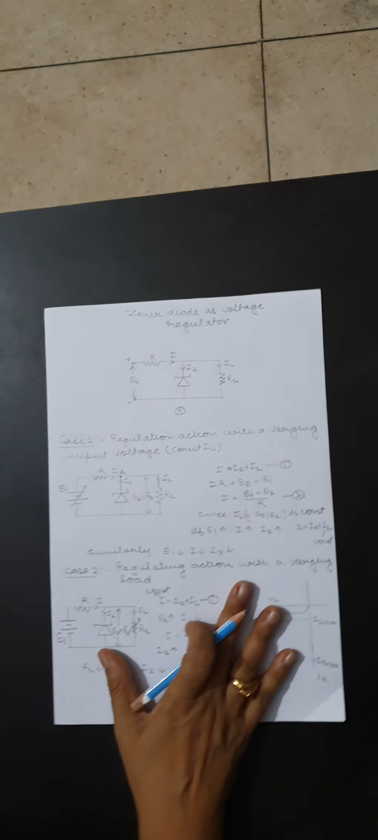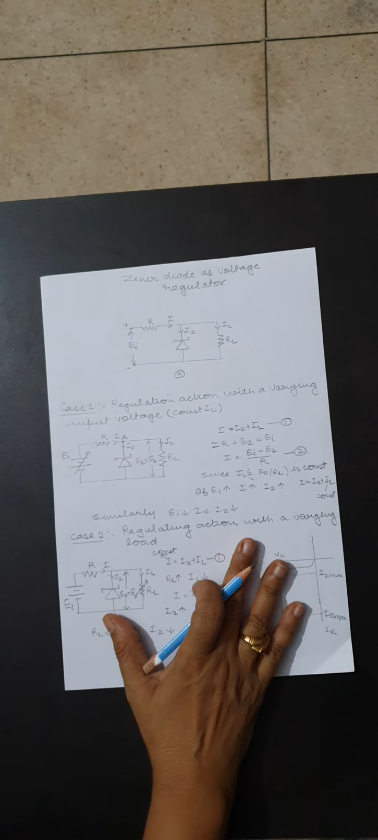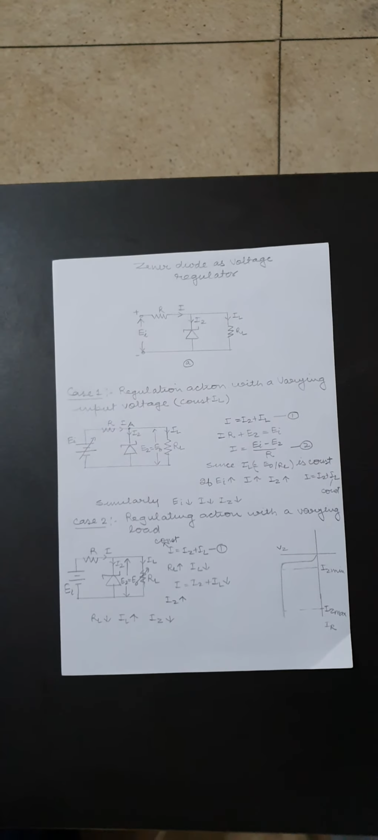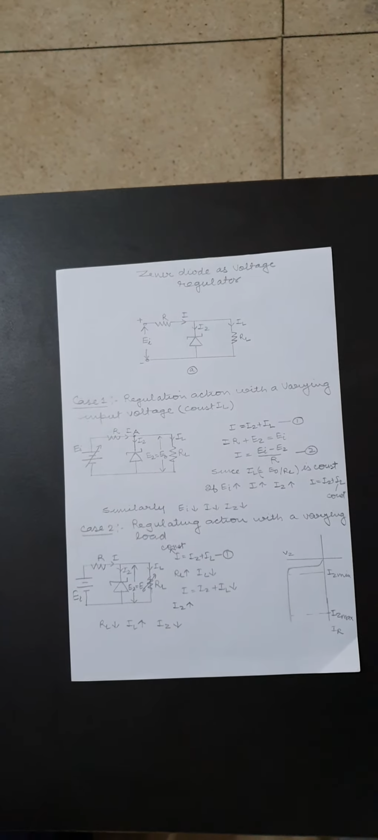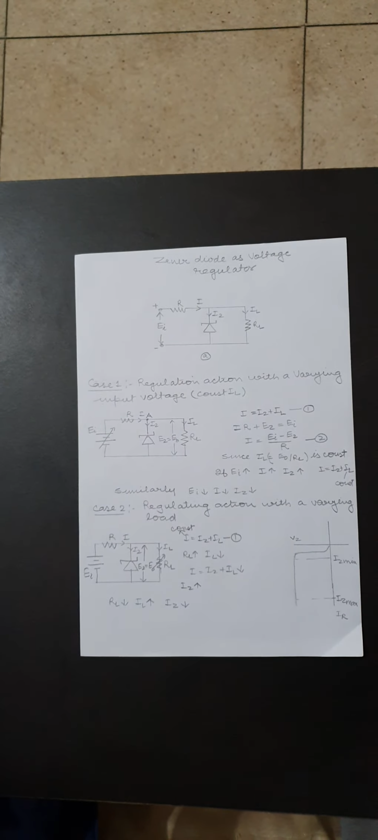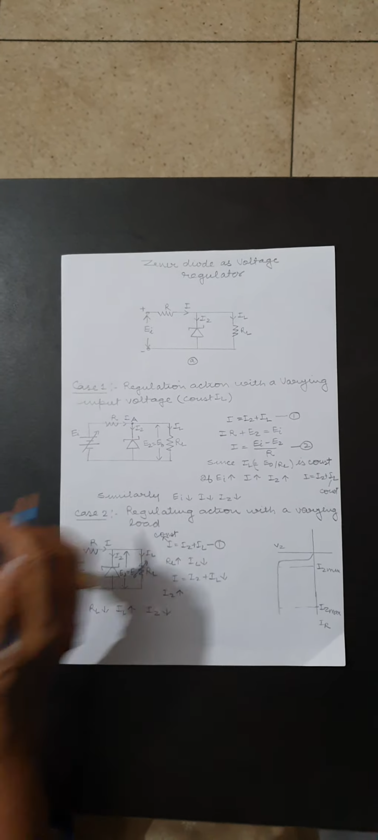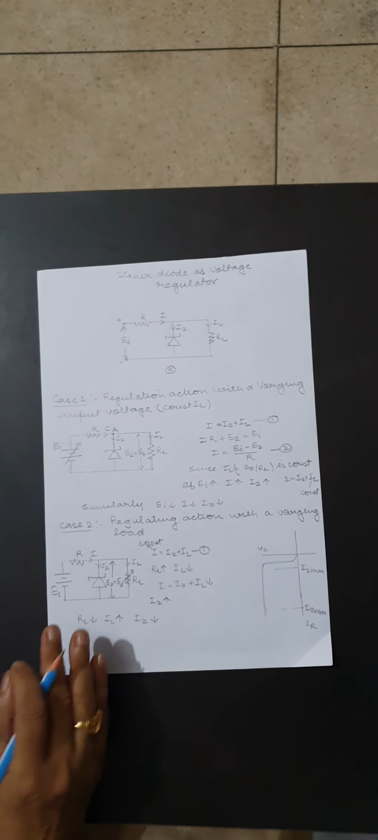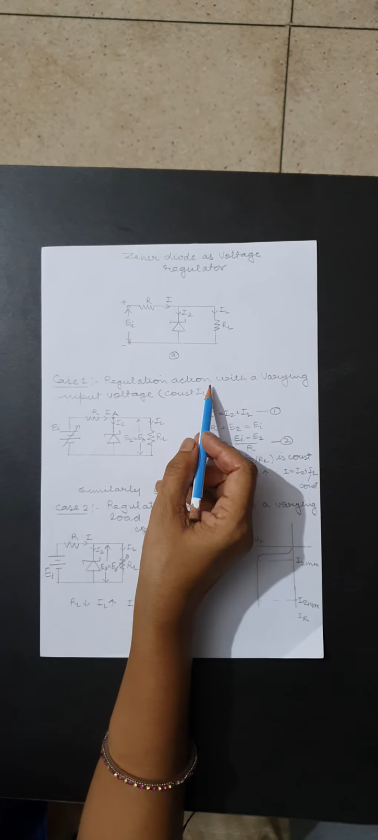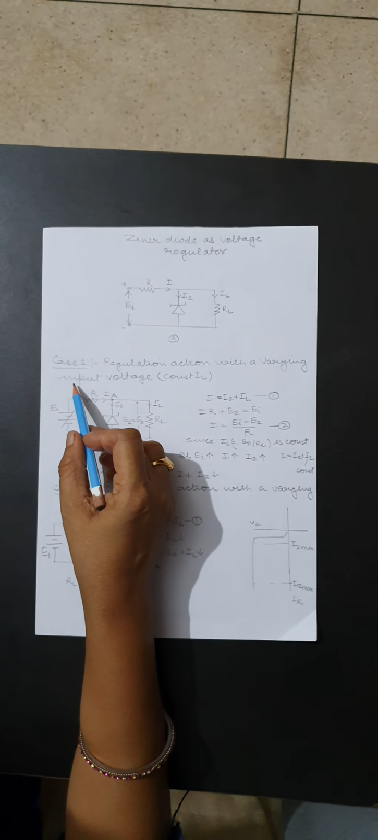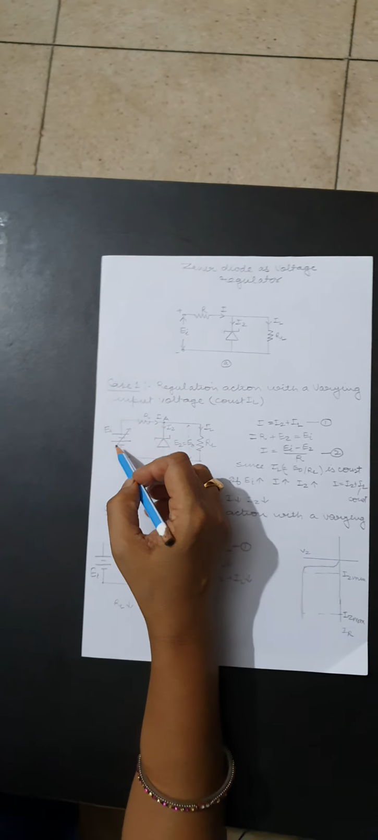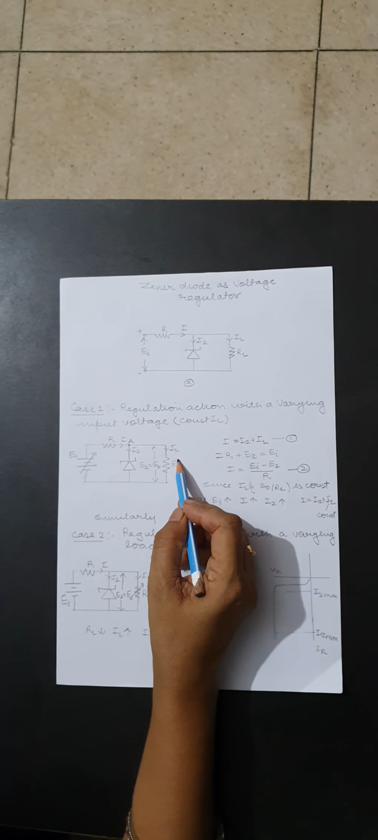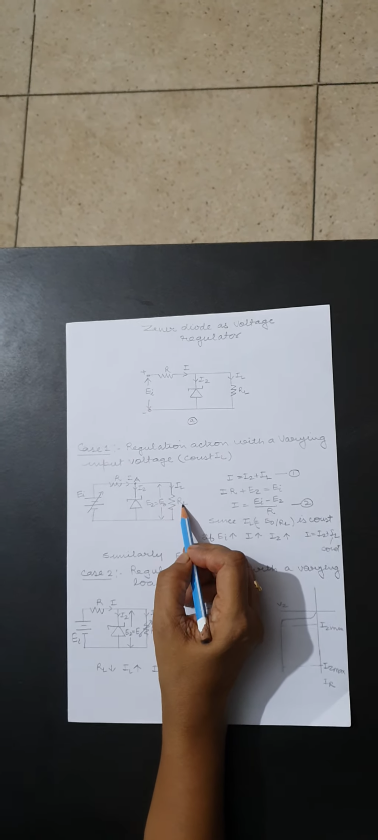A Zener diode can be used as a voltage regulator to provide a constant voltage from a source whose voltage may change over a sufficient range. The circuit arrangement is shown in this figure A, and there are two cases. First case, the regulating action with a changing input voltage. In this case, there is change in input voltage but RL is constant. There is no change in load voltage.